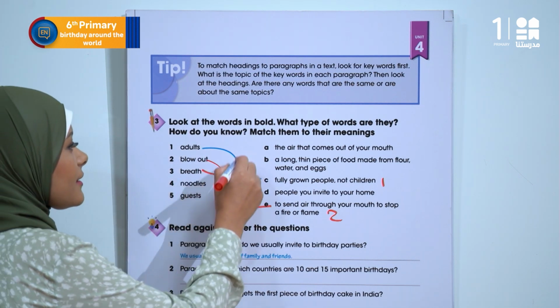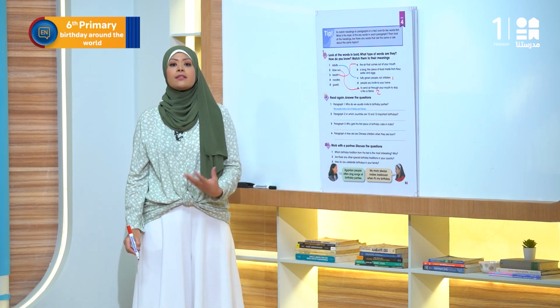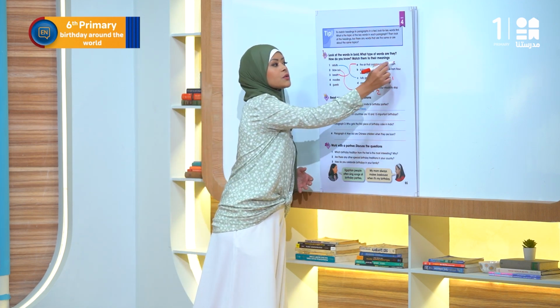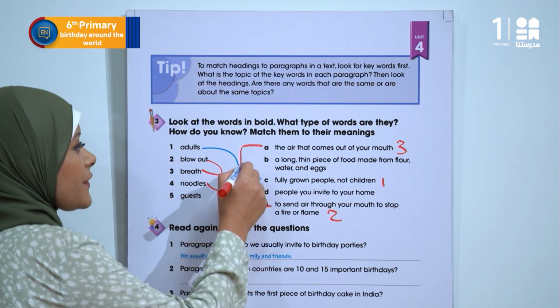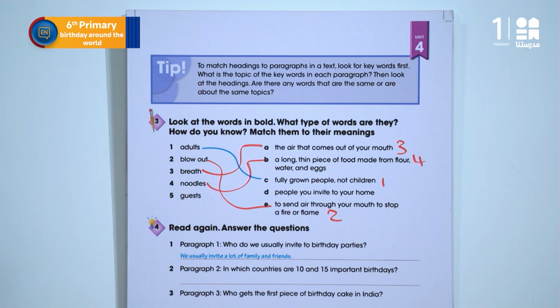Number 3, breath. A, the air that comes out of your mouth, the process of breathing, taking air inside and outside. Noodles. B, perfect. A long thin piece of food made from flour, water and eggs.